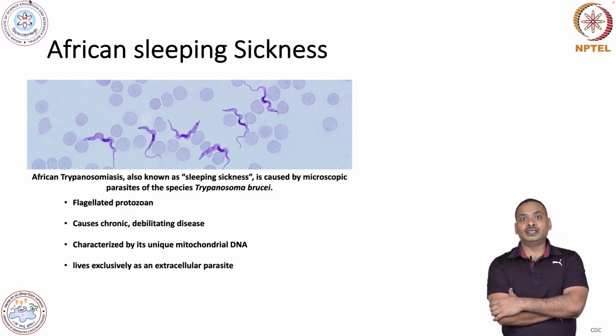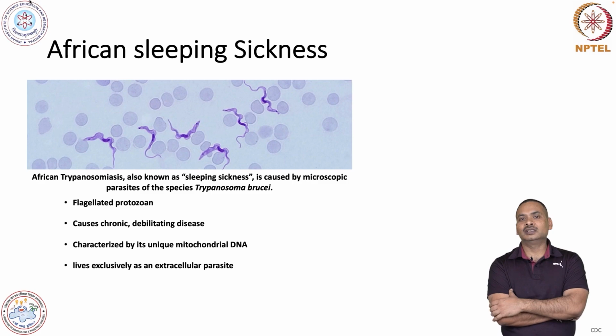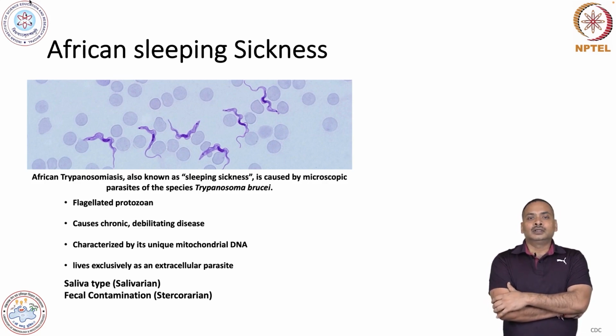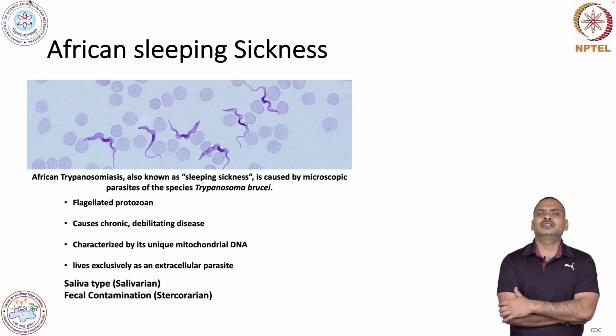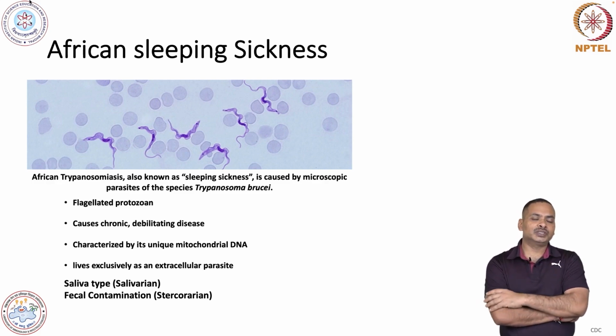It lives exclusively as an extracellular parasite. You have seen that the malaria parasite is present in liver cells and in red blood cells, but here, unlike malaria, they are present only in extracellular space. The infection basically takes place through one arthropod, which I will show you in a short while, and there are two ways by which this parasite is transmitted inside the human host.